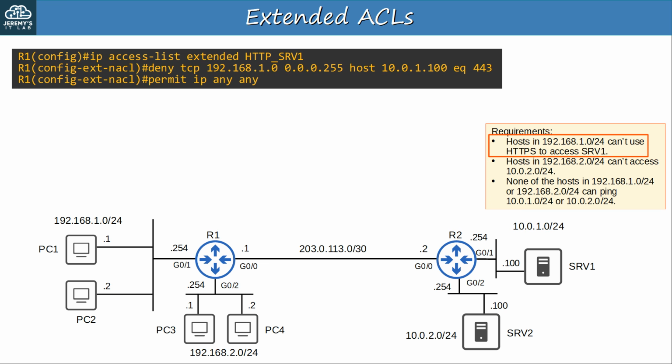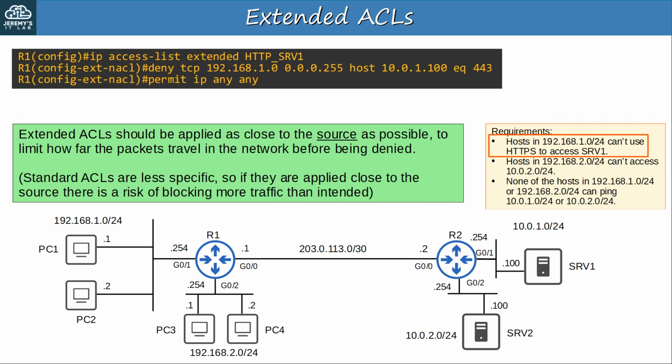Because extended ACLs are much more specific, the rule is the opposite. Extended ACLs should be applied as close to the source as possible, to limit how far the packets travel in the network before being denied. Because they can be very specific, if configured correctly, there isn't much risk of blocking more traffic than you intended. So you should apply them close to the source, so routers don't waste resources processing packets that will just be dropped.